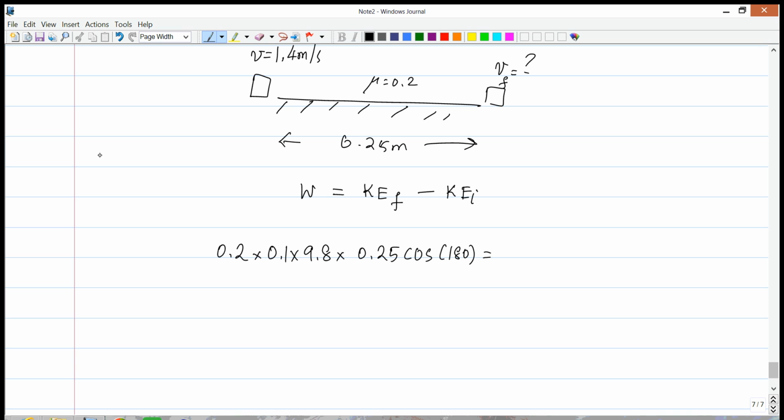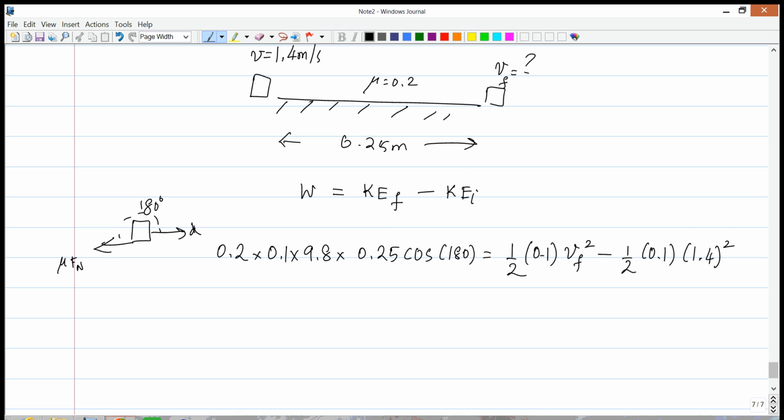I hope you all realize why it's cosine of 180. The block is sliding to the right, friction is to the left, and so the angle is 180 degrees. Alright, the final kinetic energy is 1/2 times 0.1 times Vf square, and the initial kinetic energy is 1/2 times 0.1 times 1.4 square.